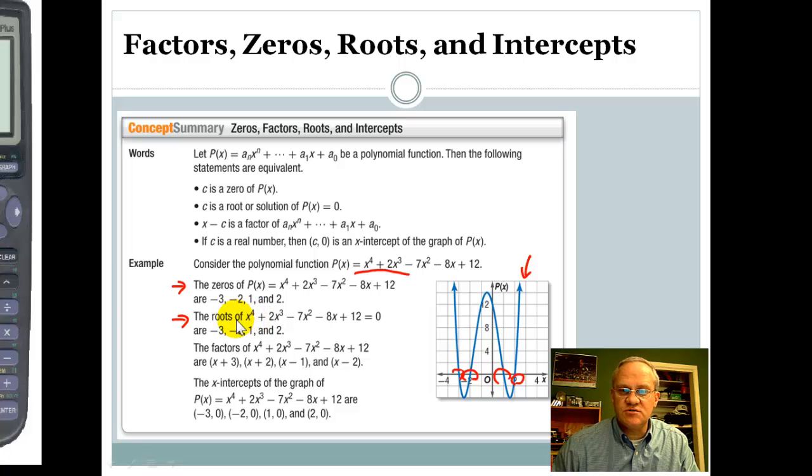Secondly, the roots of this equation where it equals 0. It's the same equation, though this is written in function form, it's the same numbers. So the roots and zeros are basically the same things.